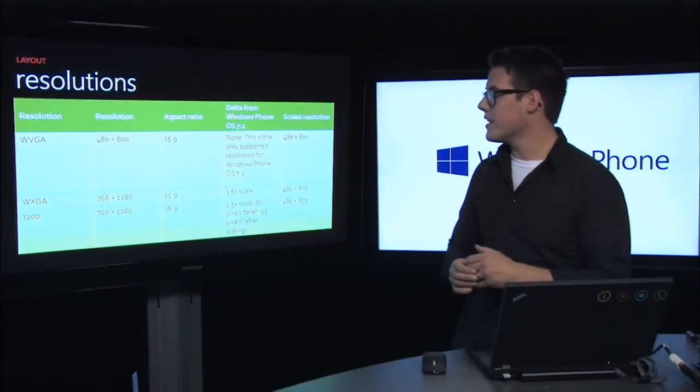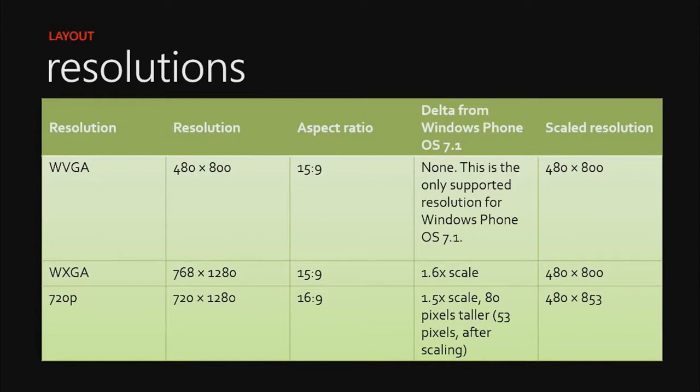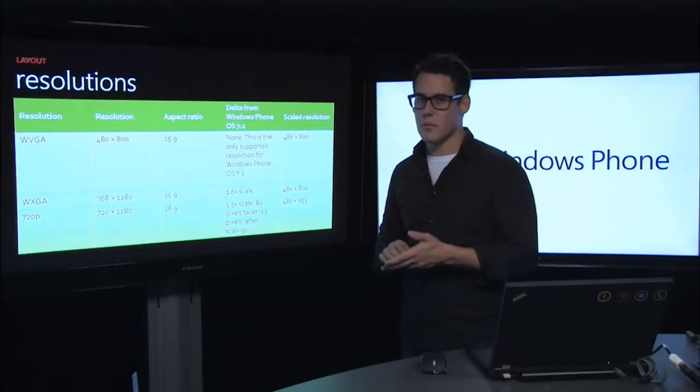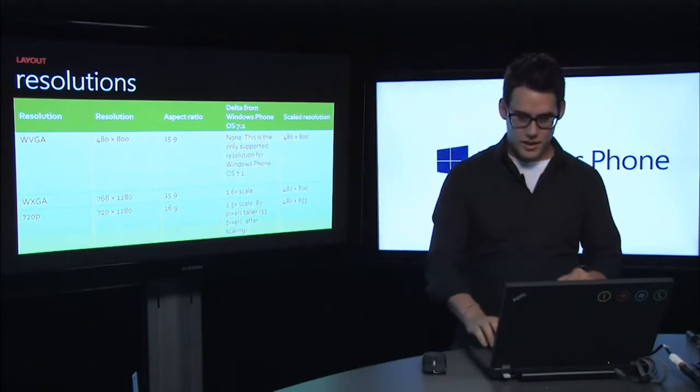Next, here is the breakdown of the resolutions and how we handle it from Windows Phone 7.1 in the SDK. WVGA, which is what we always had, 480 by 800, is a 15 by 9 aspect ratio, and there's basically no scaling that happens. For WXGA, which is 768 by 1280, we do a 1.6 scale to accommodate that new size. And 720p, we do a 1.5 scale. It's 80 pixels taller, and you'll be able to account for that in your Windows Phone 8 applications. But if it's just a ported over 7.5 application, you'll notice that black strip up along the top.